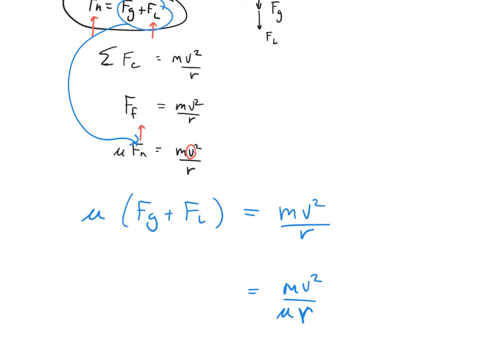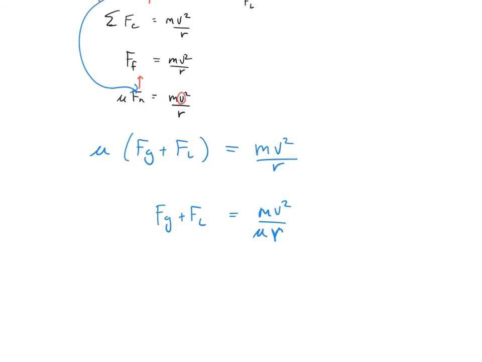That's wrong. So the point here is that we have mu and r in the denominator now, and that's Fg plus Fl still. If we solve this, we can move Fg over. We'll get Fl equals mv squared over mu r minus Fg, which is really just mg. Subtract this over as mg instead, just so everything's in terms of mass.